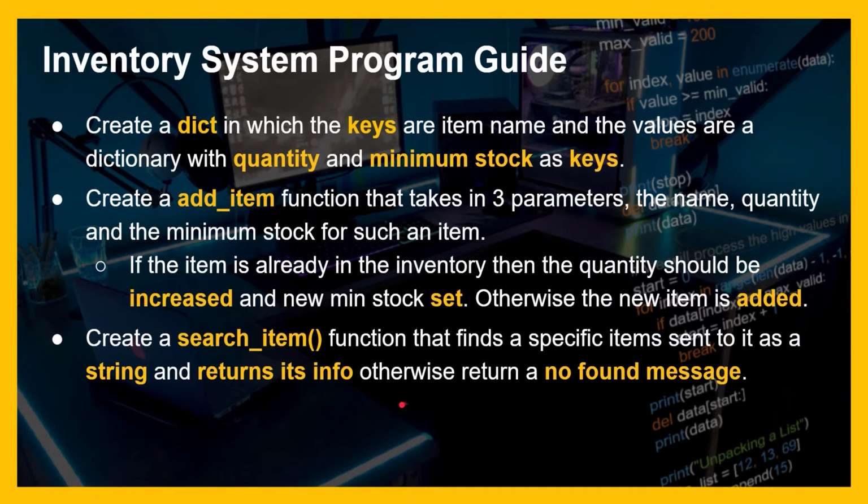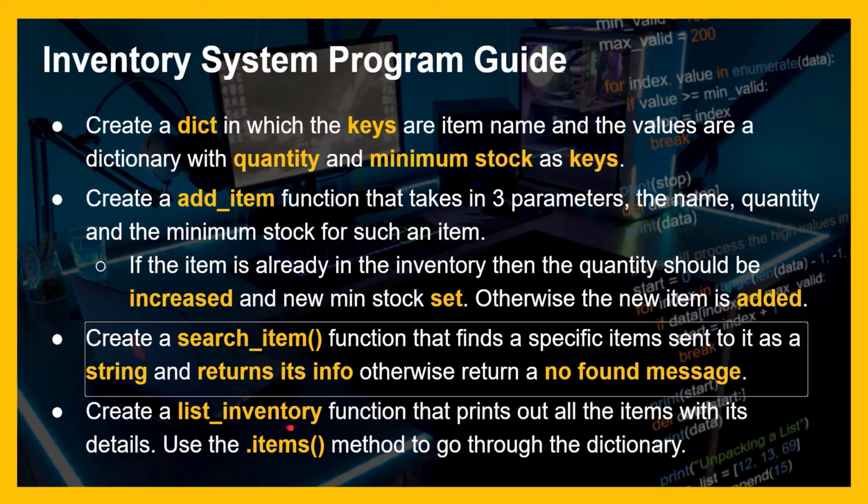Next, you'll need to create a search item function that finds a specific item sent to it as a string and returns its info. Otherwise, it returns a not found message. So search item takes in 1 parameter, which is the name of an item. And then based on that, you return the information, which is the quantity and the minimum stock.